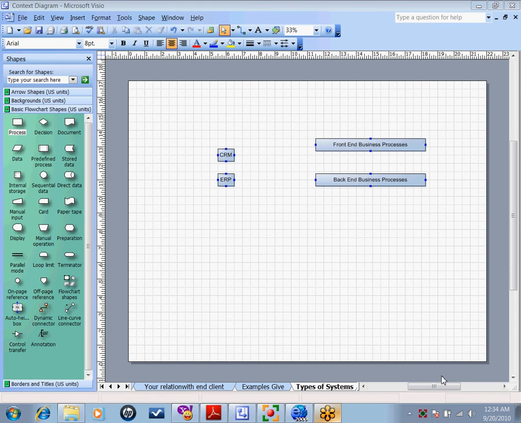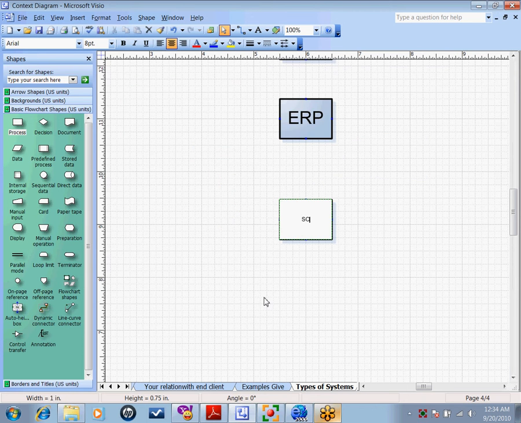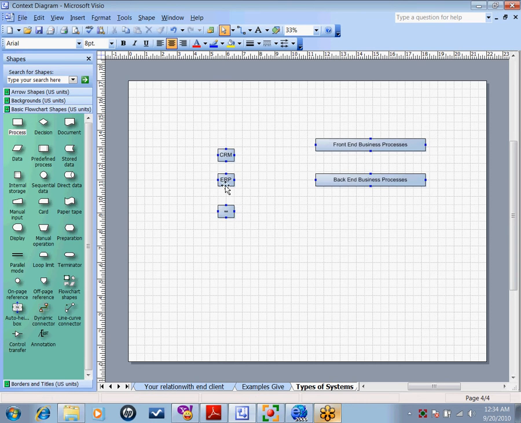So front-end, back-end business process. Now CRM systems are there. ERP systems are there. Okay? SCM systems are there. Supply chain management, and that is what Walgreens was supposed to use actually. Okay?